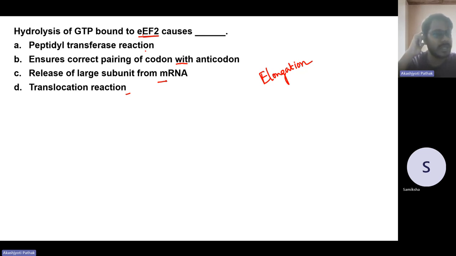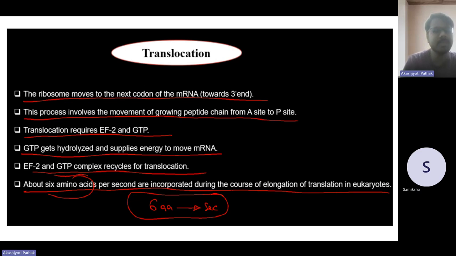So in elongation, what has to happen? The ribosome has to move on the mRNA, right? So actually the answer is translocation reaction. In translocation, the ribosome moves to the next codon of the mRNA. One by one, the ribosome is reading the codons in triplets. After one codon is read, the ribosome has to move forward and read the next codon. For moving along the mRNA in the 5' to 3' direction, elongation factor 2 is required.